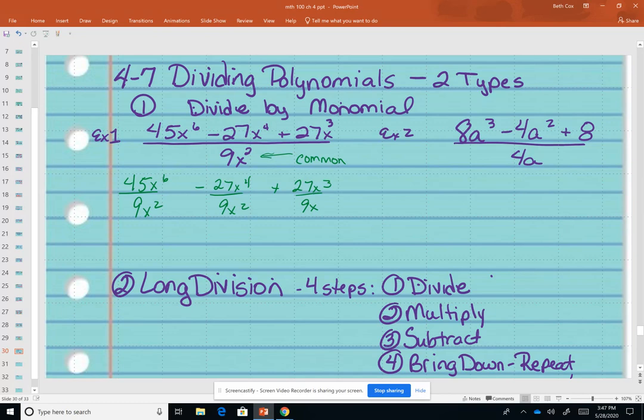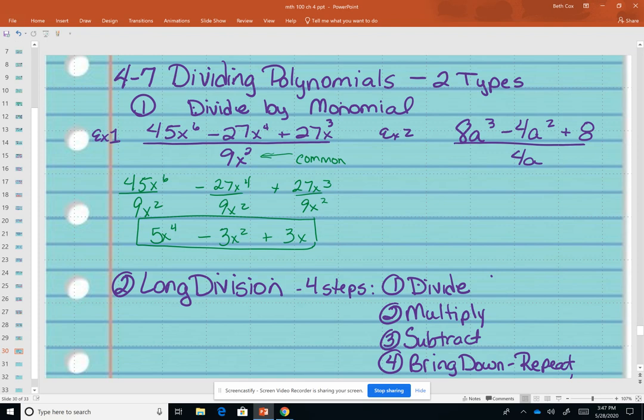Okay, so this first one, the 45 divided by 9 is 5. And then we subtract 6 minus 2 and get 4. All right, and the next one's going to be a negative, so just go ahead and put the sign there so you don't have to worry about it. And then that'll be a 3x to the 2nd. And again, we got 27 over 9 again. 3. This will be x to the, there we go. Missing x to the 1st. And so there's my answer to that particular problem.